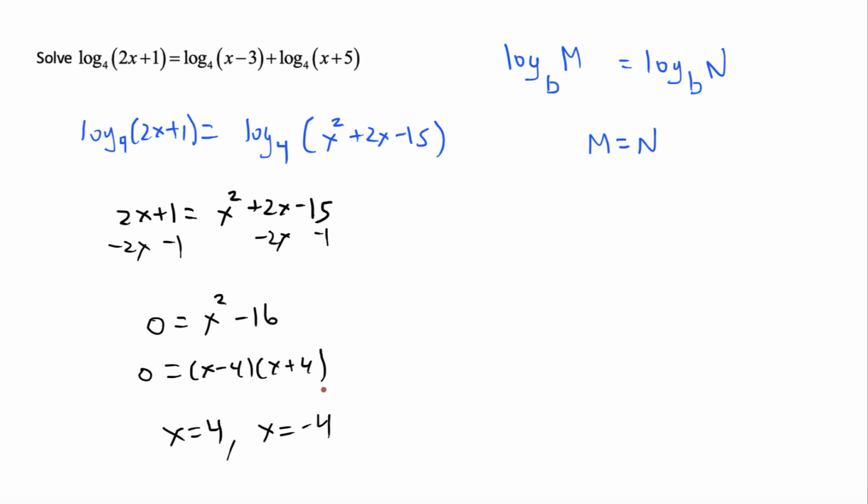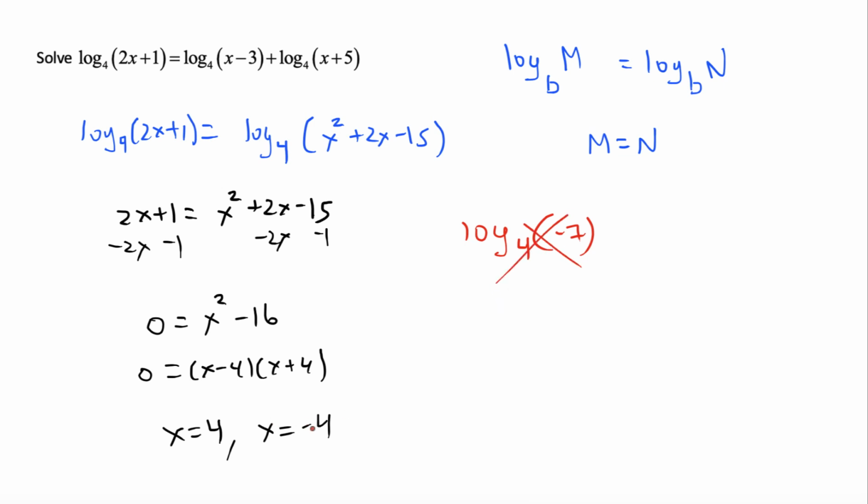But notice what happens when you plug the negative 4 back in here. We get log base 4 of negative 8 plus 1, which is negative 7. And we don't need to plug it in here because even if it happens just once, what is log base 4 of negative 7? That doesn't exist.